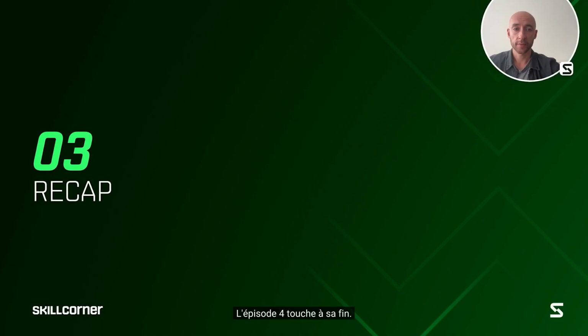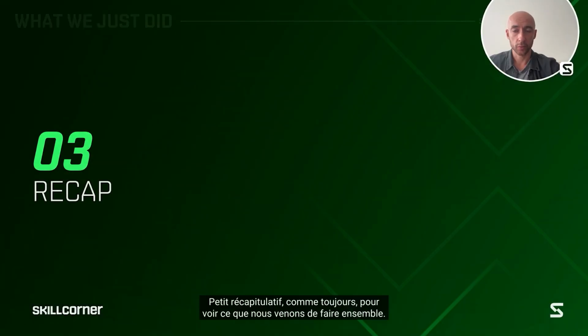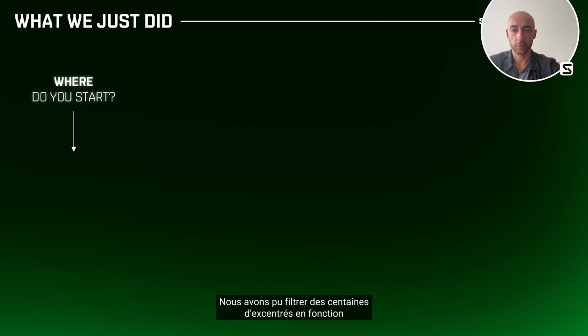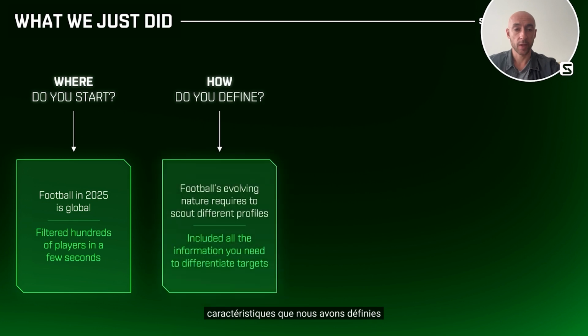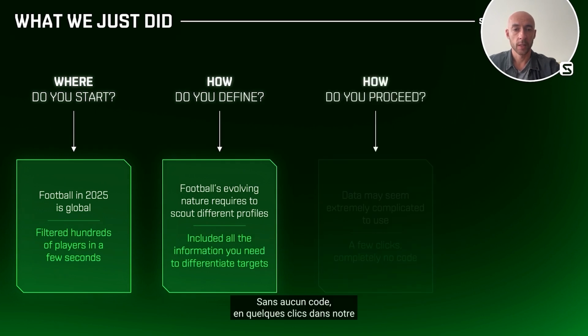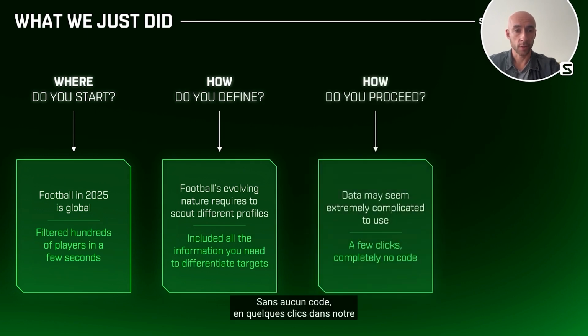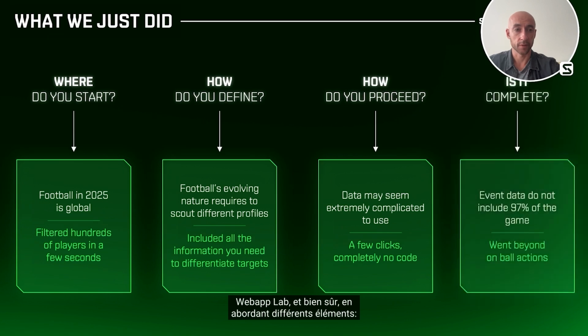Episode 4 is coming to an end, so a short recap as always to see what we have just done together. We have been able to filter down hundreds of wingers based on specific characteristics that we have defined and are relevant to your game model or to your scouting and recruitment processes, completely no code in a few clicks in our web app lab, and of course, touching upon different elements: tactical, technical, physical, and contextual.